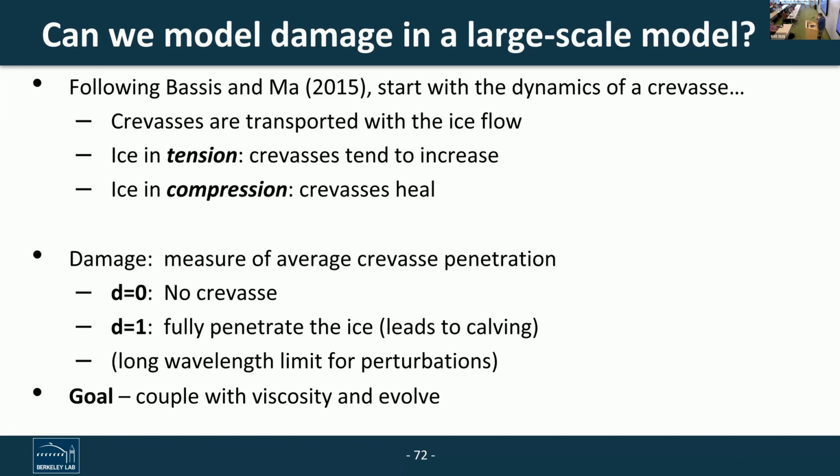And so we evolve this quantity, which we're going to call damage. It's a measure of the average crevasse penetration. So D equals zero means no crevassing, perfectly undamaged ice. D equals one means the crevasse is fully penetrated. There's no mechanical continuity there. The ice is completely damaged, and that leads to basically calving. And the goal is then, can we couple this with our model and evolve that?